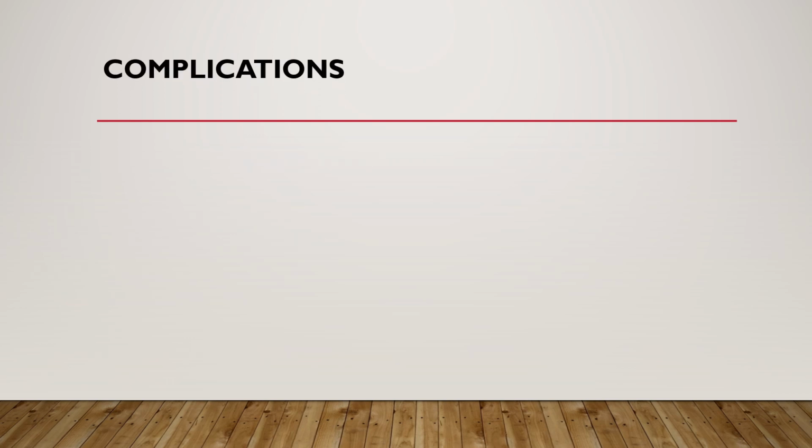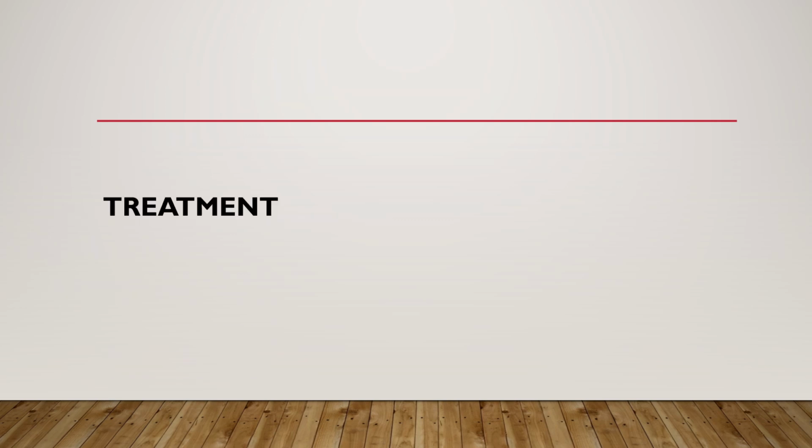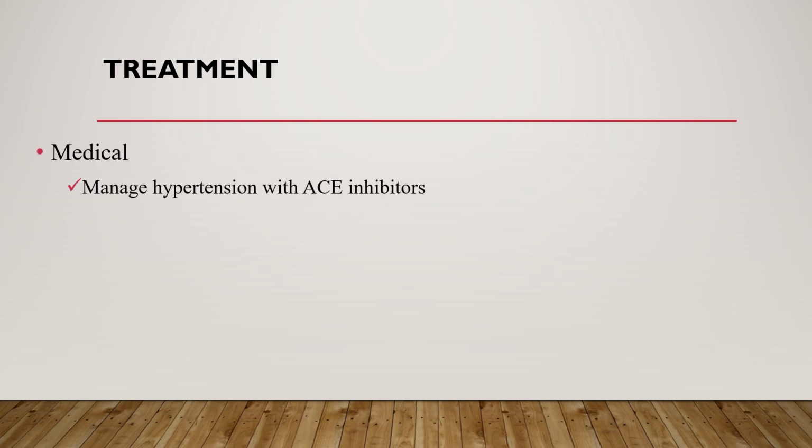When we see complications of coarctation of aorta, heart failure, especially in neonates, infective endarteritis, subarachnoid bleeding from Berry aneurysm, mycotic aneurysm, and aortic dissection can occur. And regarding treatment, medical treatment for managing hypertension with ACE inhibitors, and if it is significant coarctation, excision of the coarct and reanastomosis is important. So treatment needs surgery.